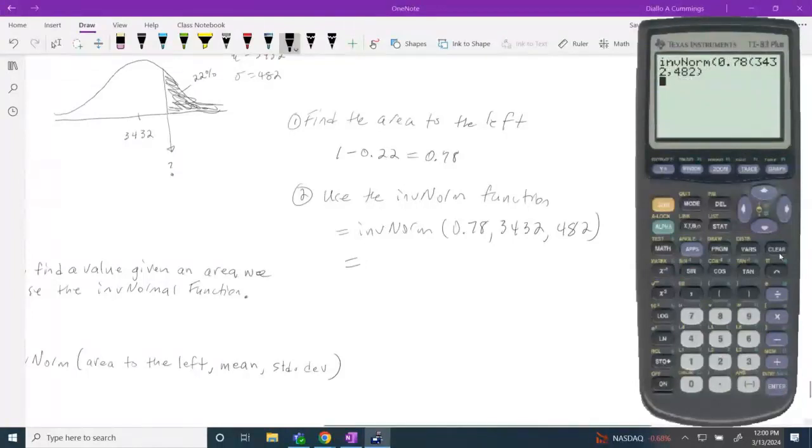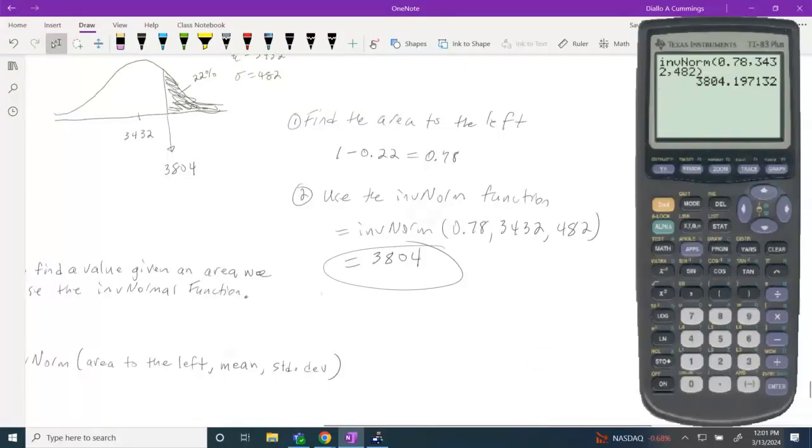I'll put a parenthesis again. So let me do that over. It's inverse normal, 0.78, comma, 3432, comma, 482. And we get 3,804 grams. So that means the value for that area should be 3,804 grams.